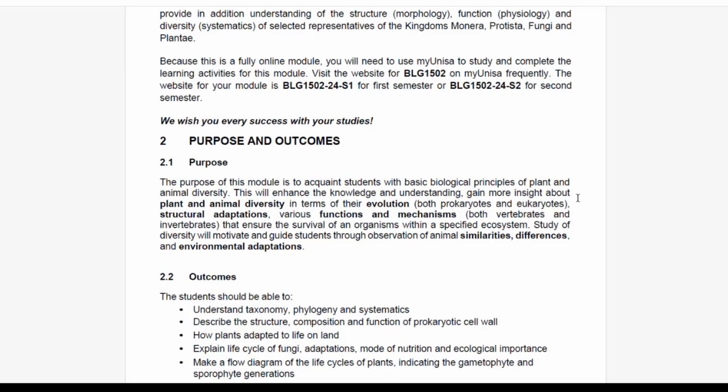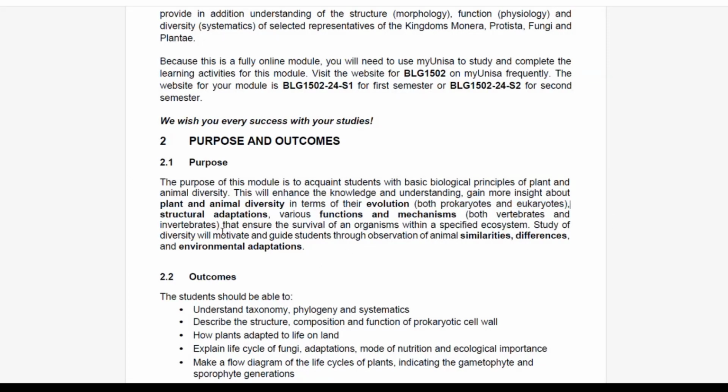I did say this in the previous module, BLG1501, that if I had a rand every time I mention prokaryotes and eukaryotes, you would leave these sessions a millionaire, because we will talk a lot about prokaryotes and eukaryotes. If you know about prokaryotes and eukaryotes, you most likely will already bag 40% of your exam, or the entire marks in the whole module, because they are part of this.